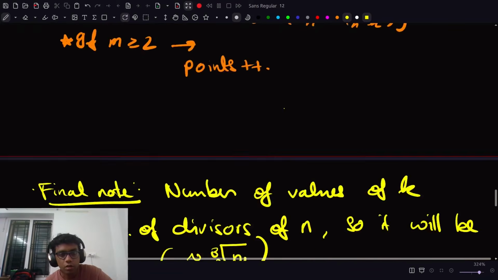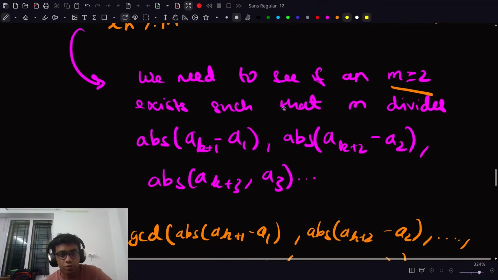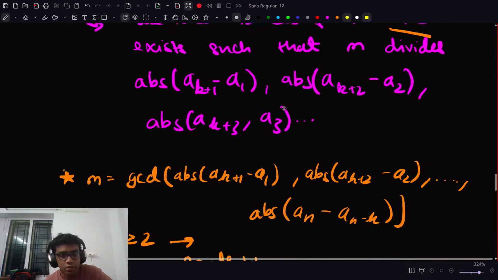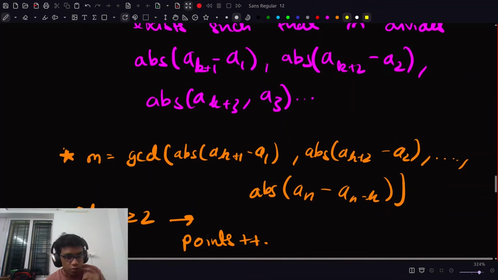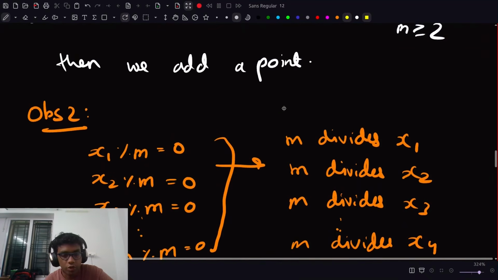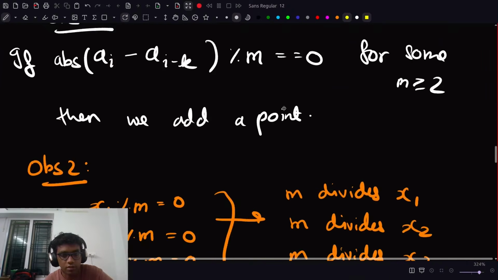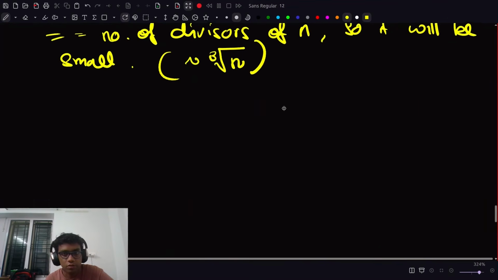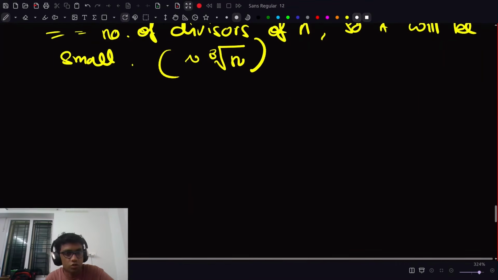So now we can find each possible value of k. For each possible value of k, we find the maximum value of m, which is the GCD of these differences. If m is greater than or equal to 2, we can increase the answer. So that is the final solution. Let me just write down a pseudocode for our final solution.